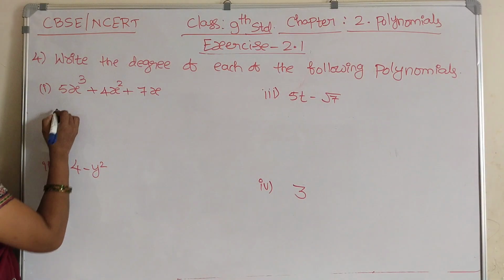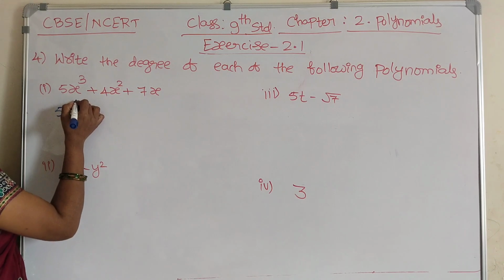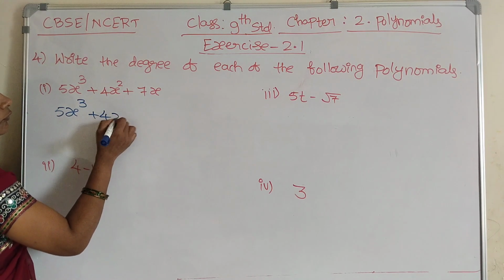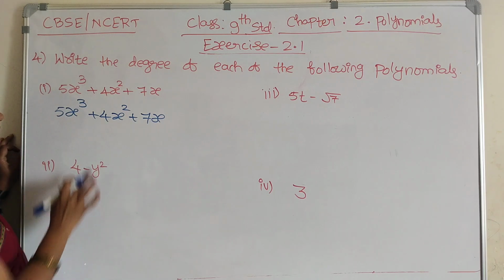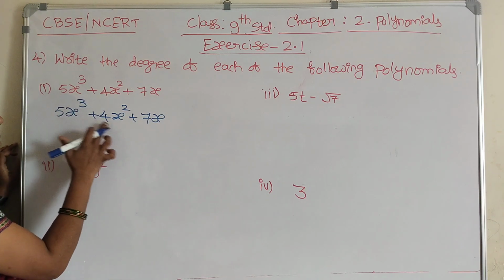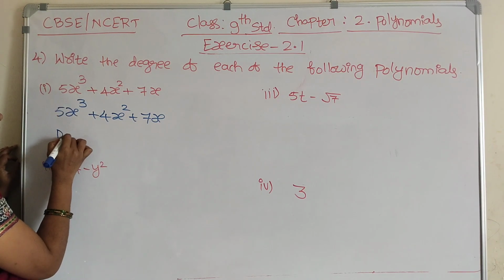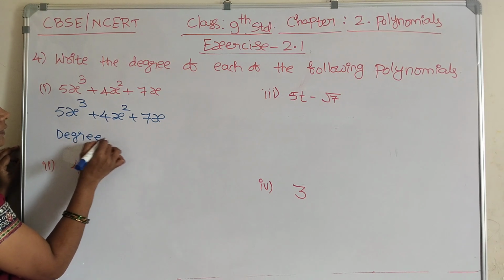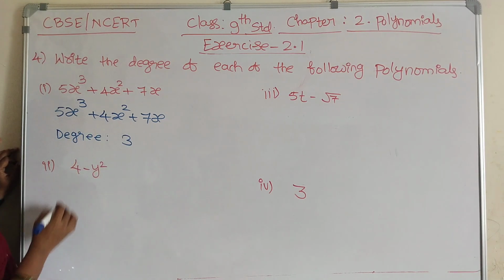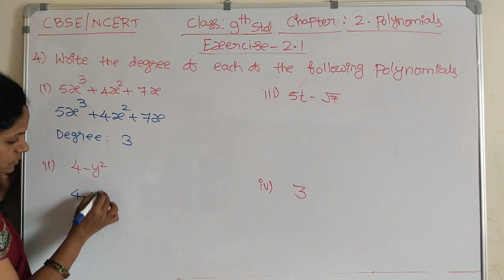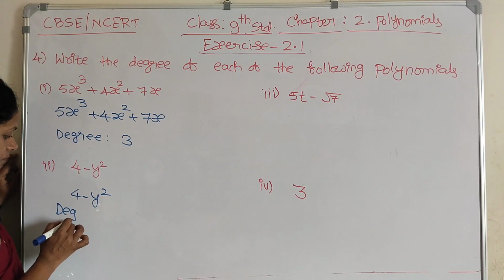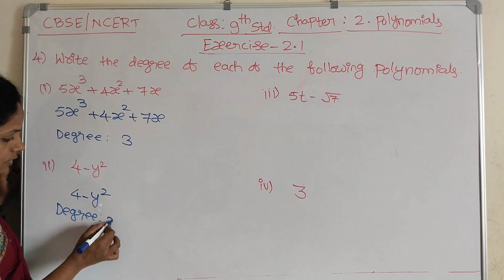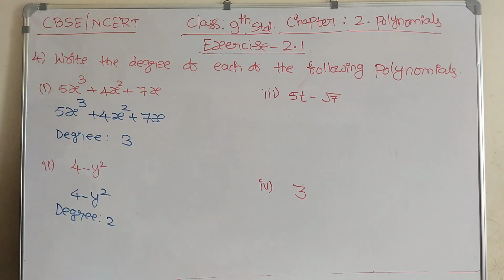Here the given polynomial is 5x cube plus 4x square plus 7x. This is given to us. The highest power of x is what? 3. Therefore, we can write the degree as 3. 4 minus y square. It is the given polynomial. What is the degree of this? It is 2. Y to the power 2.